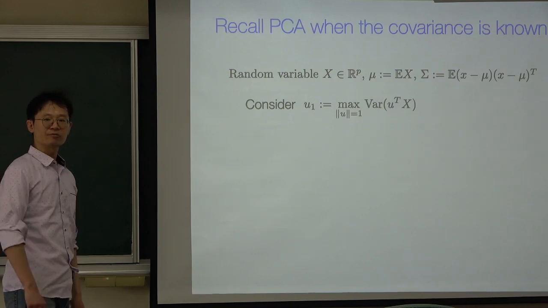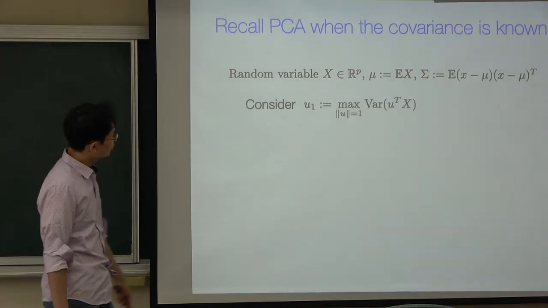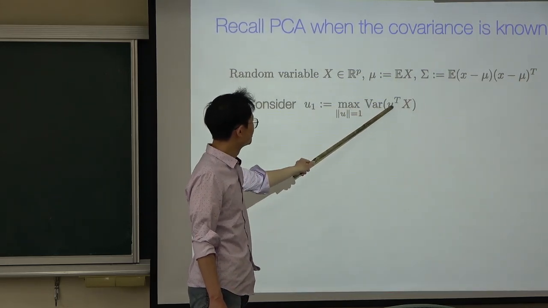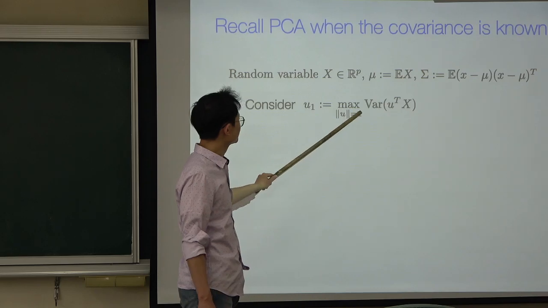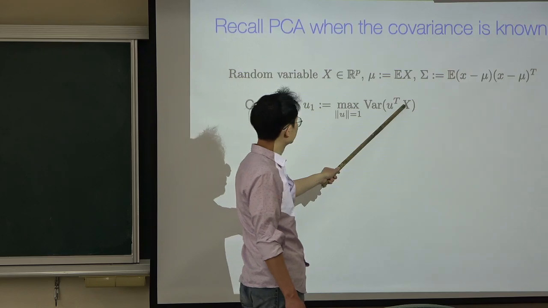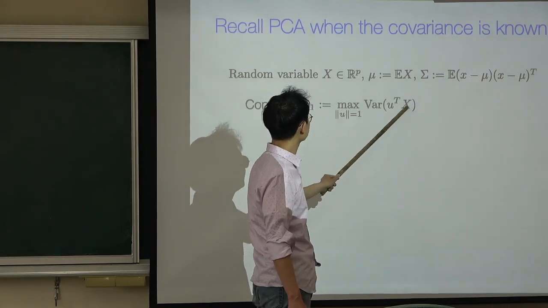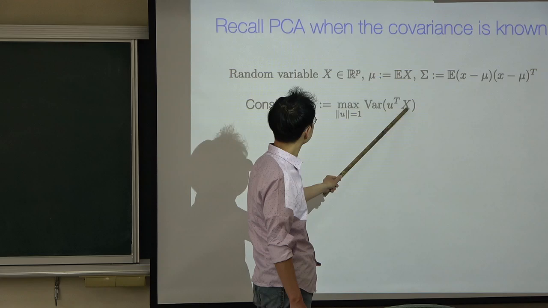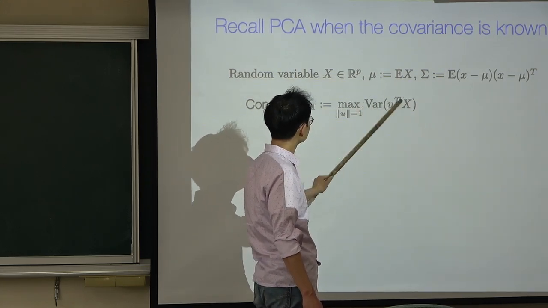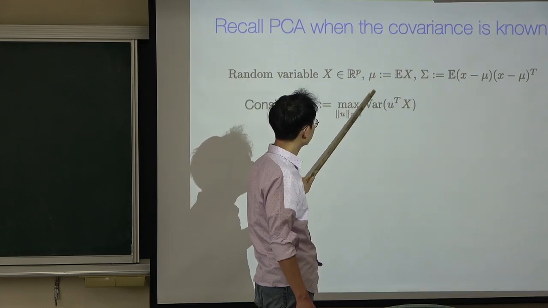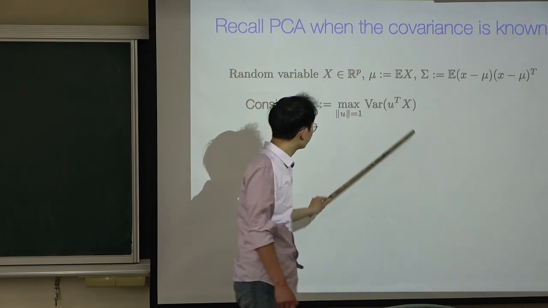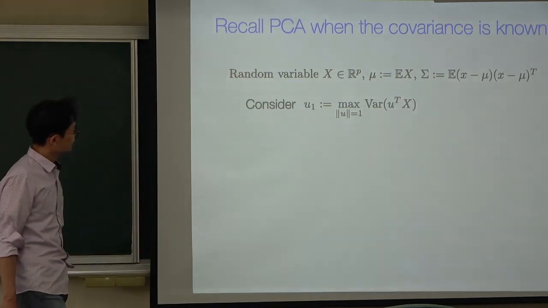Now, we consider the following quantity. We want to evaluate u1, which is the argmax of the variance of u transpose X, where u is a unit vector. What does it mean? It means that we project X onto u. Because it's variance, you have to subtract the mu. It's the second moment of u transpose X minus u transpose mu. That is what we want to do.